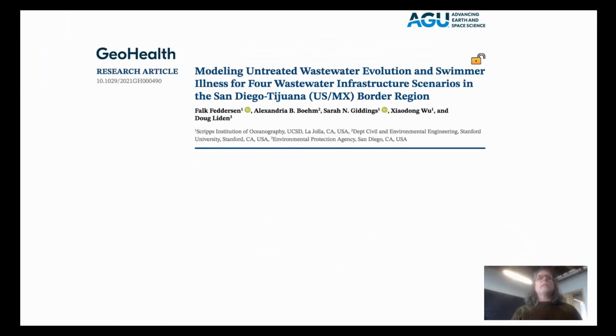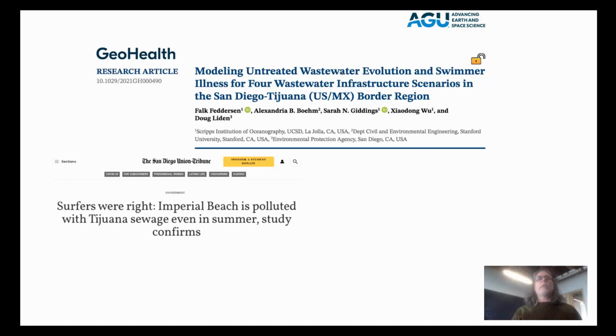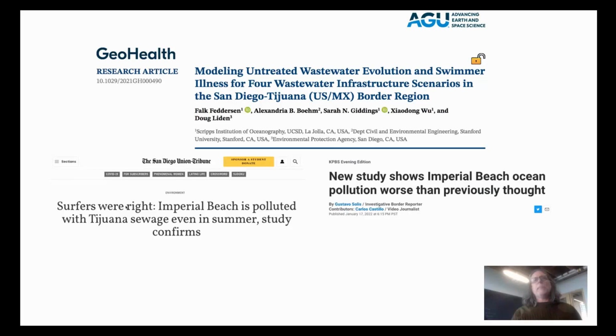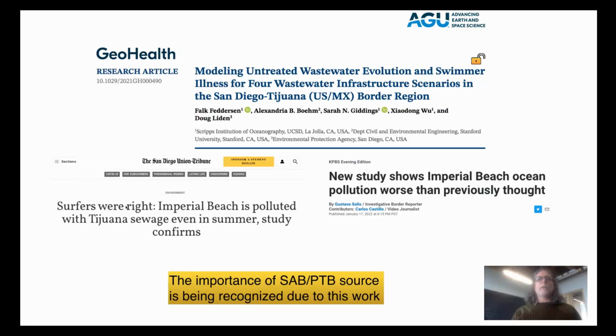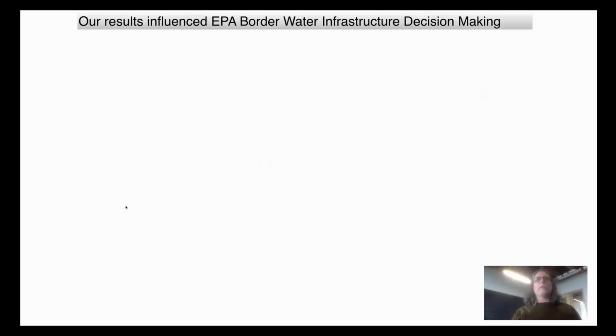Okay, so here is the title page of our paper. It's gotten a little bit of attention. There's an article in the Union Tribune. I liked how they framed this because basically it was the surfers and the lifeguards that turned us on to this. KPBS, the local public radio station, also did a story. The importance of Punta Bandera is increasingly being recognized due to this work.